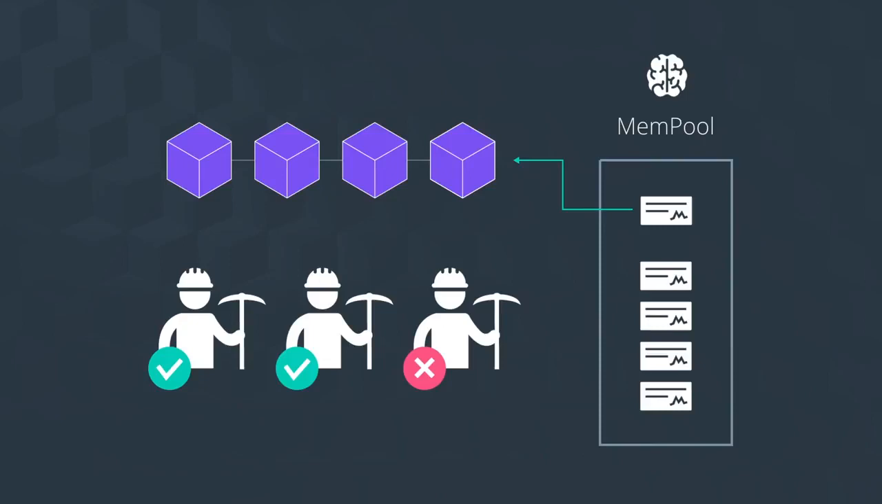Since there are so many transactions happening, not everything can get picked up immediately. Transactions need to wait in line before they get validated. This line, or storage space, where the transactions wait, is what's known as the memory pool, or mempool for short.